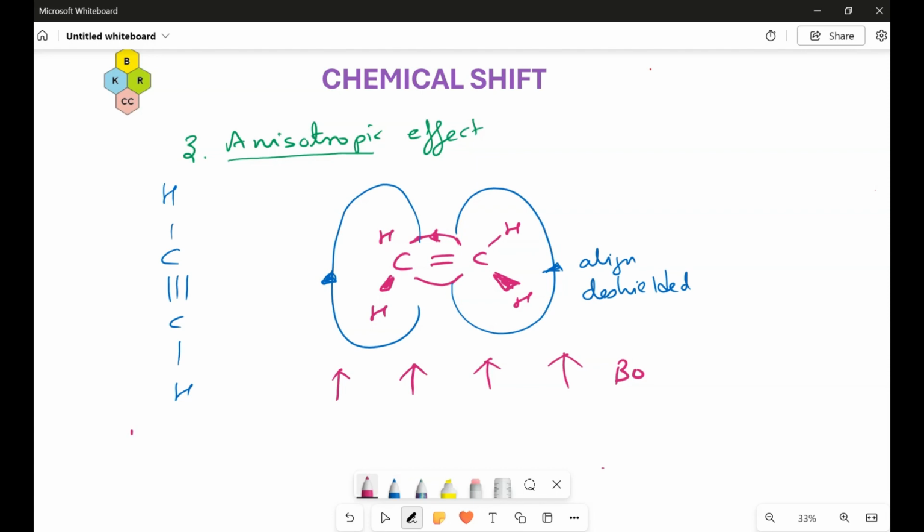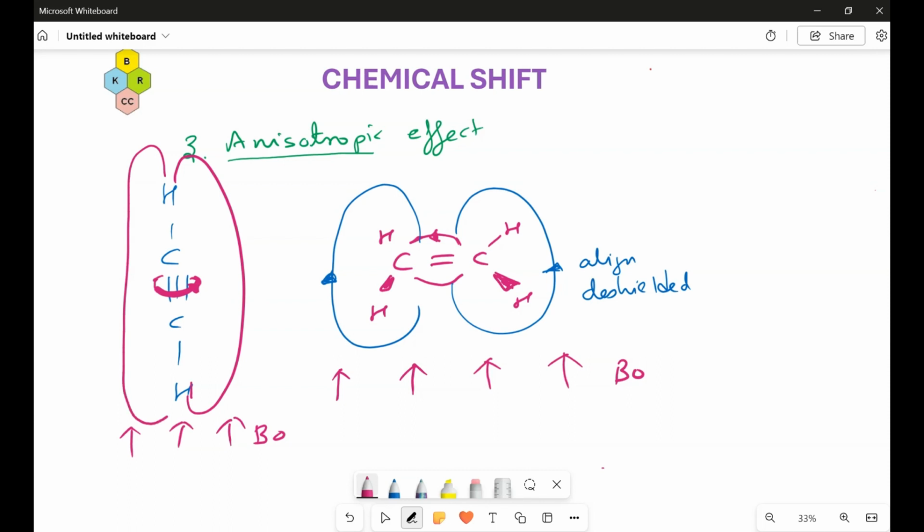Last one, if I take acetylene and put it into an external magnetic field, the pi electron current goes like this. The pi current is always perpendicular to the external magnetic field, and this will generate a secondary field like this. Near the protons, the secondary field opposes the external field, therefore they are shielded. Okay.